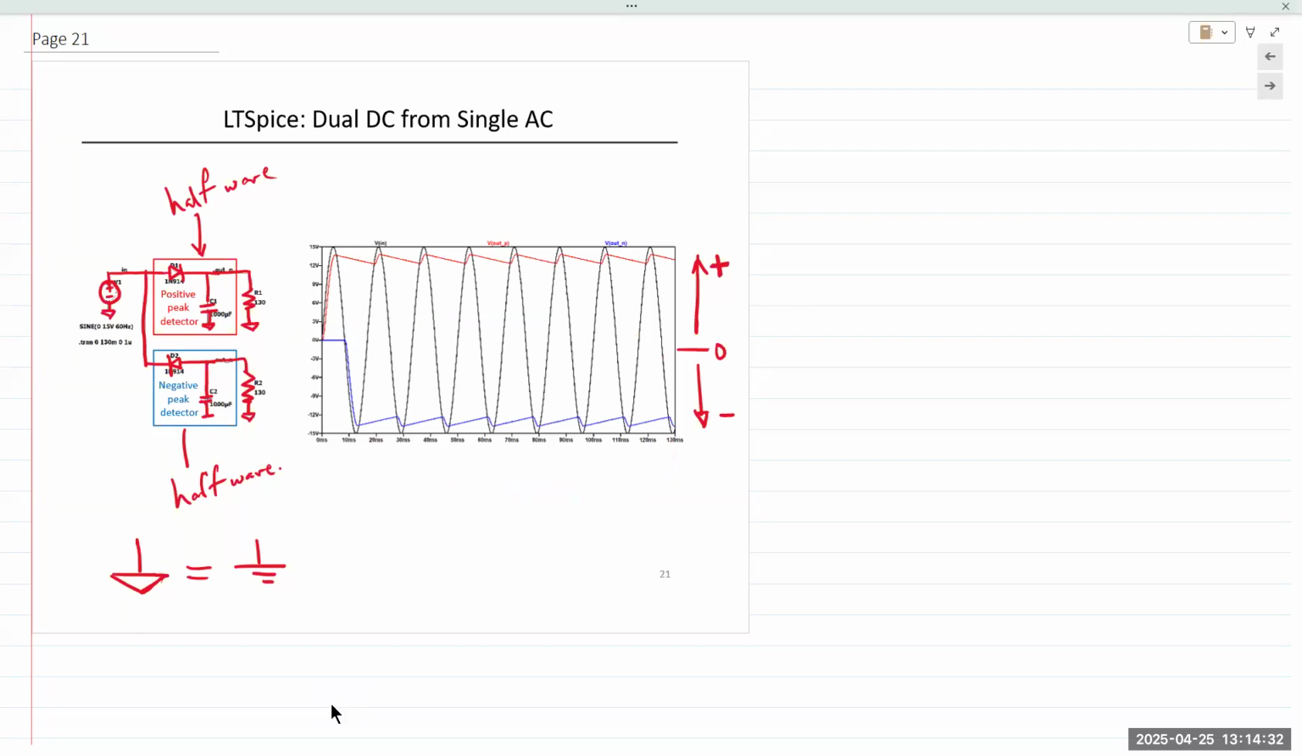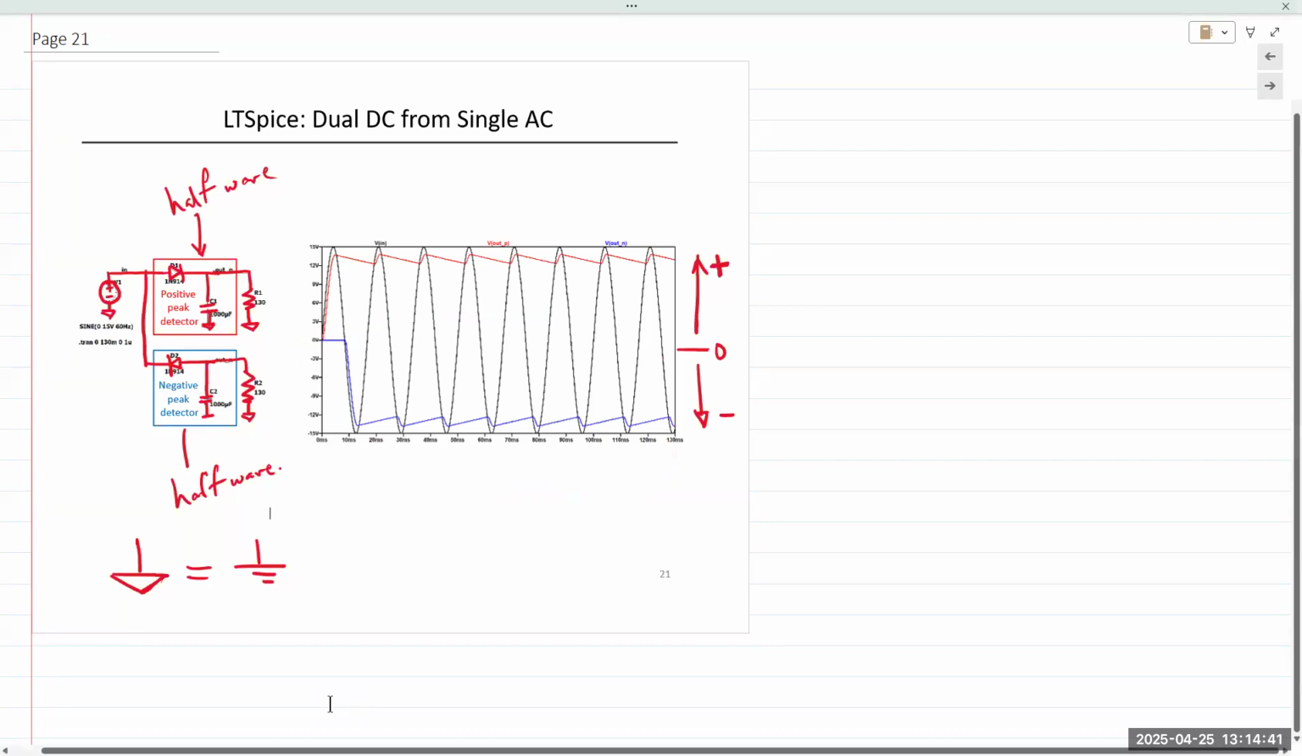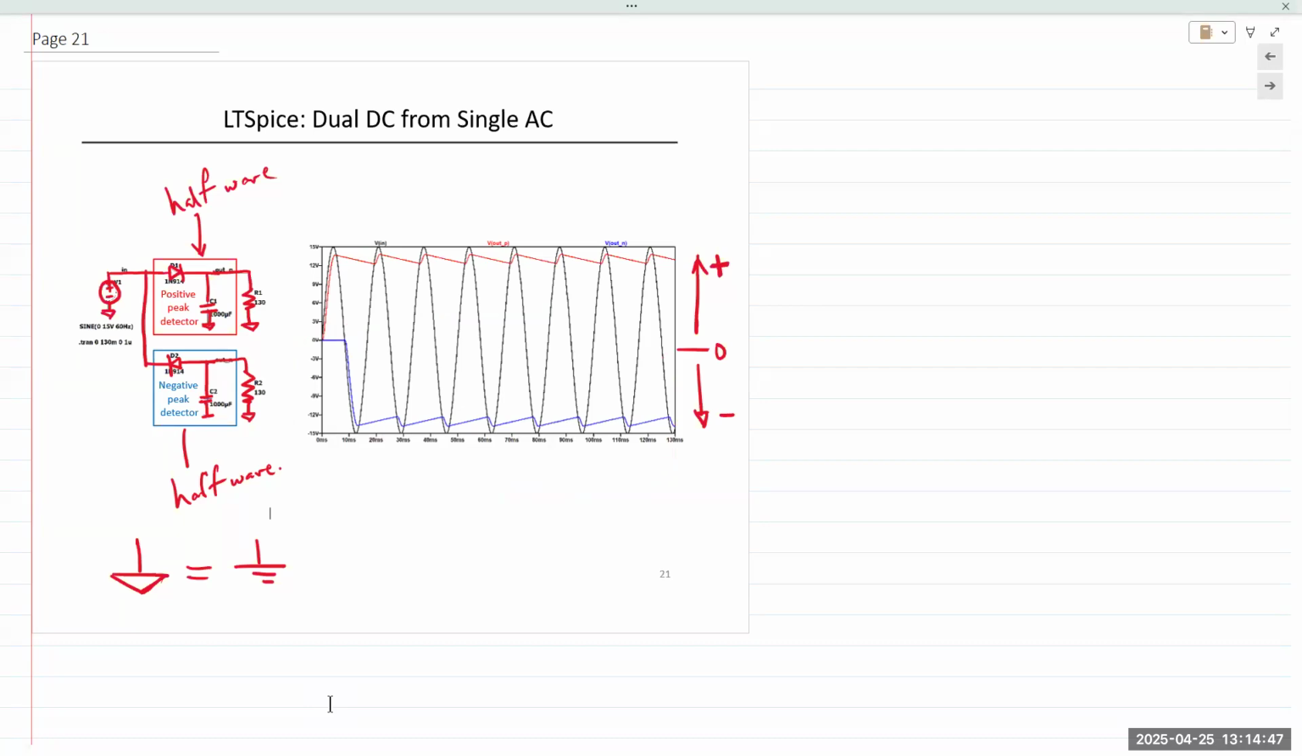Okay. So again, this is something you can simulate in LTspice. And if you're interested, you could do this in the lab also. You have two diodes in your lab kit. You have capacitors, you have resistors. You could easily perform this experiment in the lab.